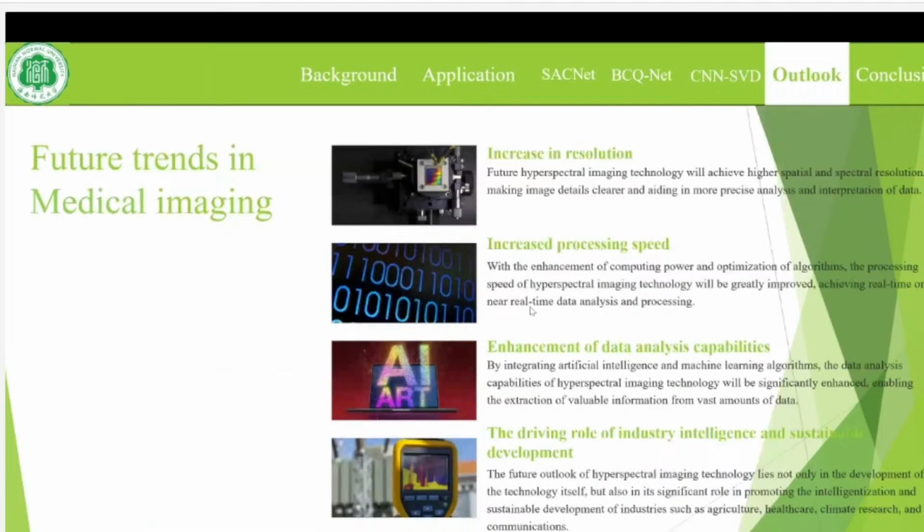And the future trends outline the future trends in medical imaging, especially the advancements in imaging technology. It highlights 4 key areas: an increase in resolution for clearer and more precise image details, like now using spectral or hyperspectral imaging; faster processing speed due to enhanced computing power and algorithms, along with near real-time analysis; improved data analysis capabilities through the integration of AI and machine learning, enabling more effective information extraction; and also the role of this technology in driving industrial intelligence and suitable development across various sectors.